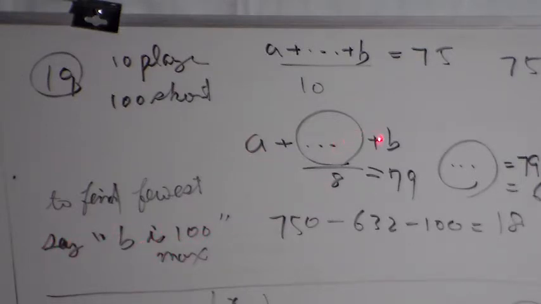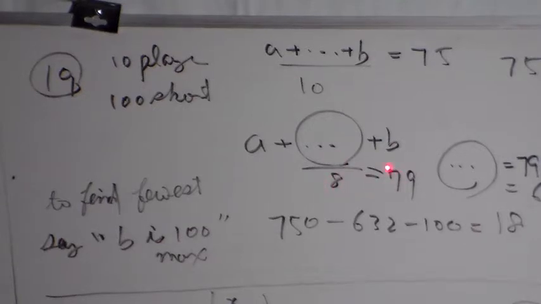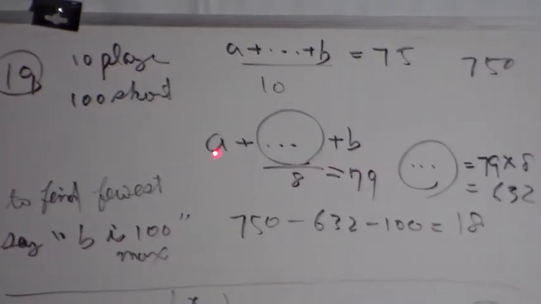Okay, we pick the B as a maximum. Then automatically A is fused. So we're going to find the lost score, 700 minus 632. Then this is going to be 100. Then lost score is 18. So player A should have at least score 18. That's what it is. So anyway, it's kind of tricky to find the lost score. One of them should be maximum. That's what it is.